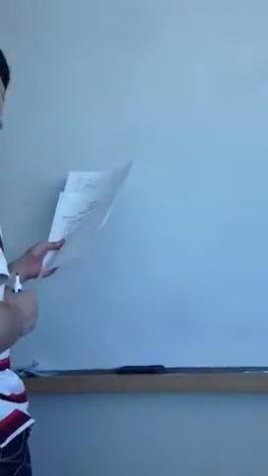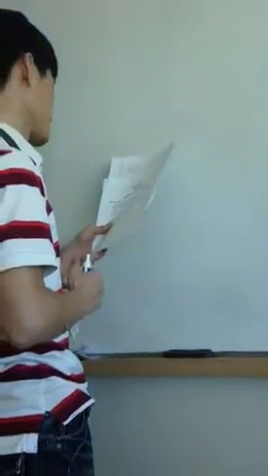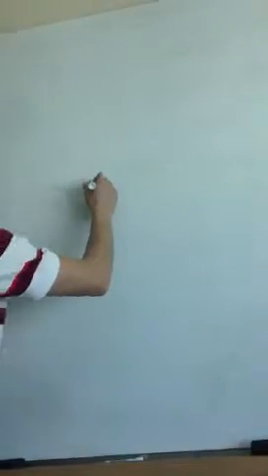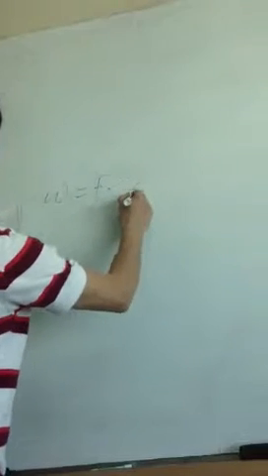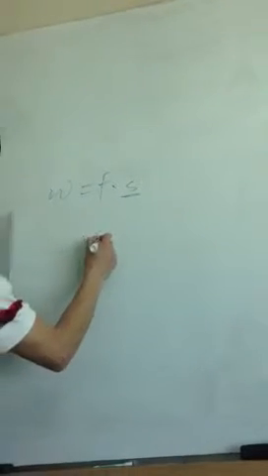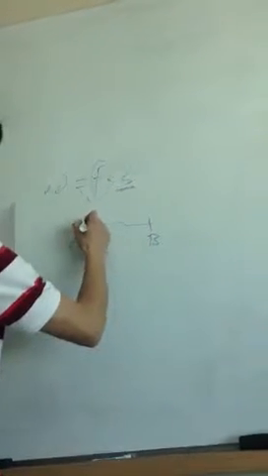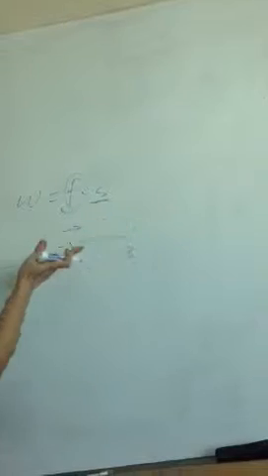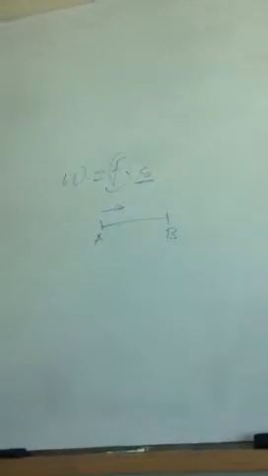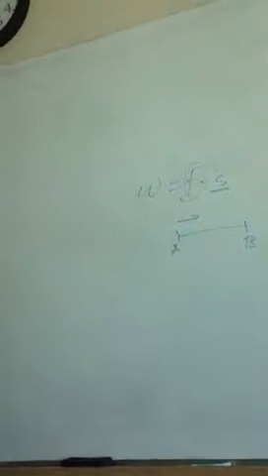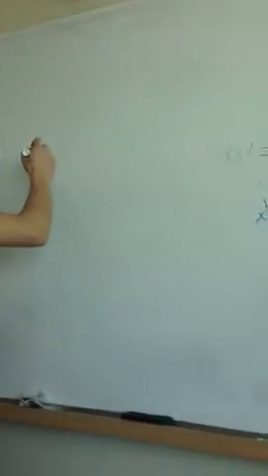Those questions are about energy and work, right? The work is Fs, where S is the distance, the displacement between A and B, and F is the force acting in the same direction. So the first question is a constant force.